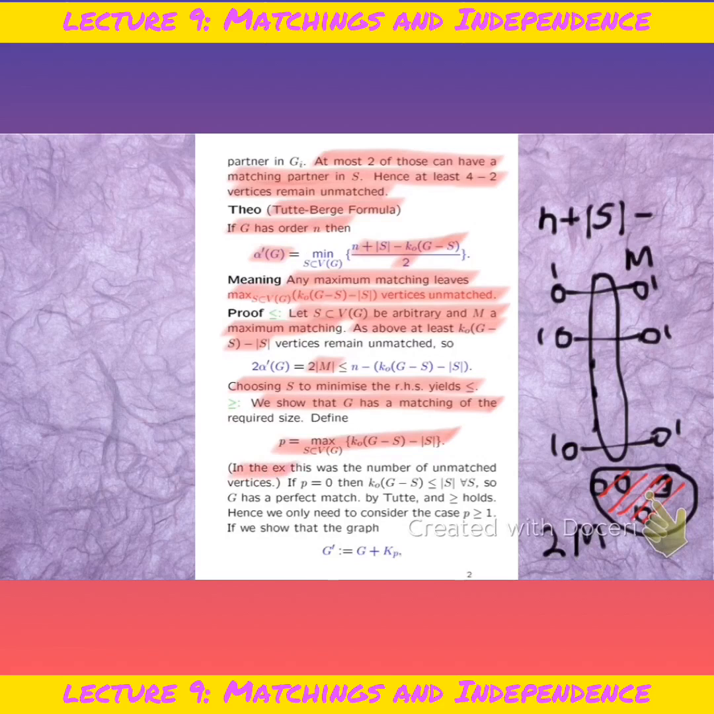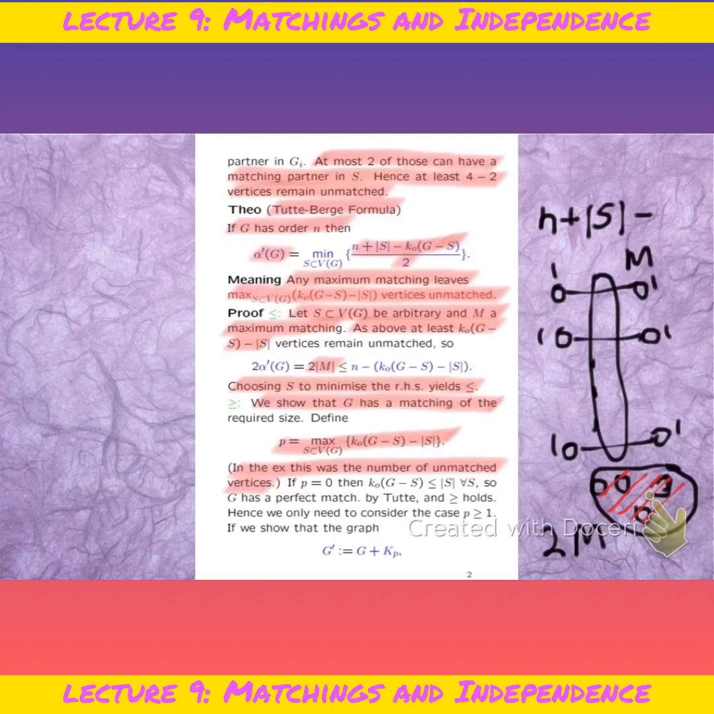Now recall the example that counted the number of unmatched vertices for this particular set S. We take the number of odd components, all of which will have this number of unmatched vertices, and from that we subtract the number of vertices in the set S, and that will give us the number of unmatched vertices.